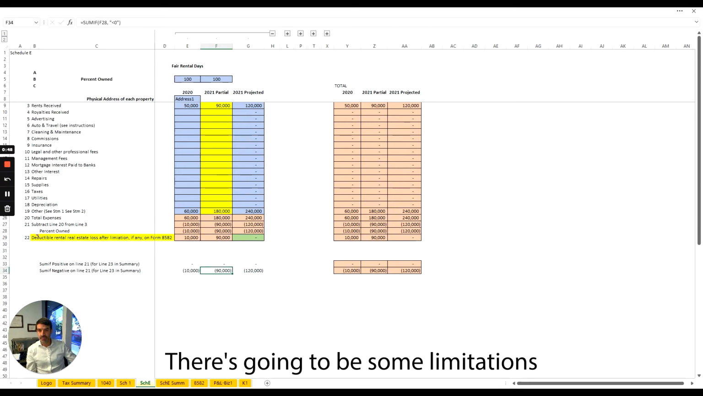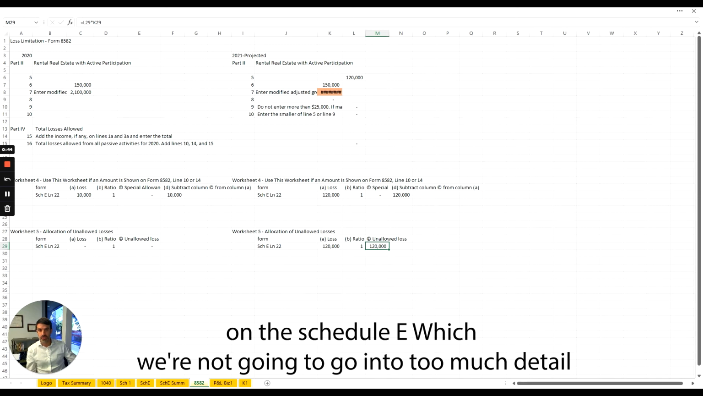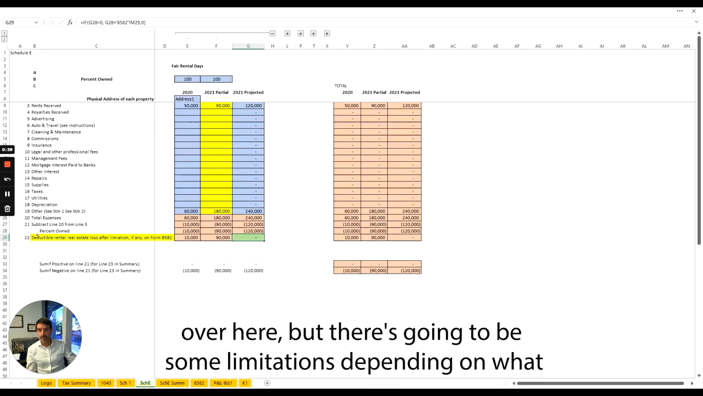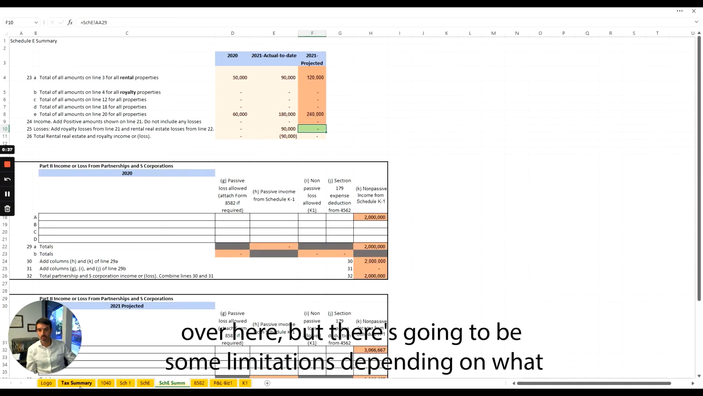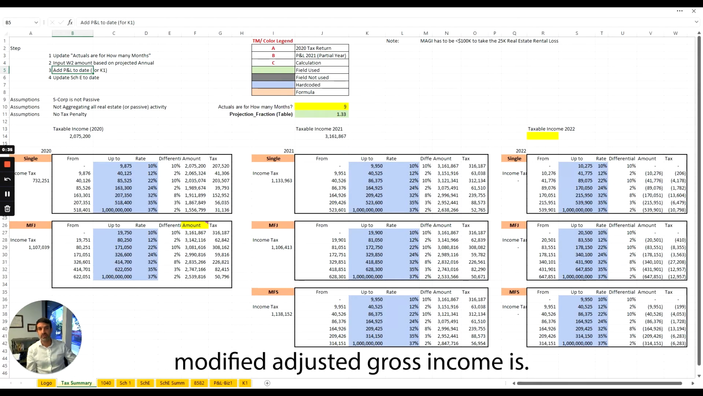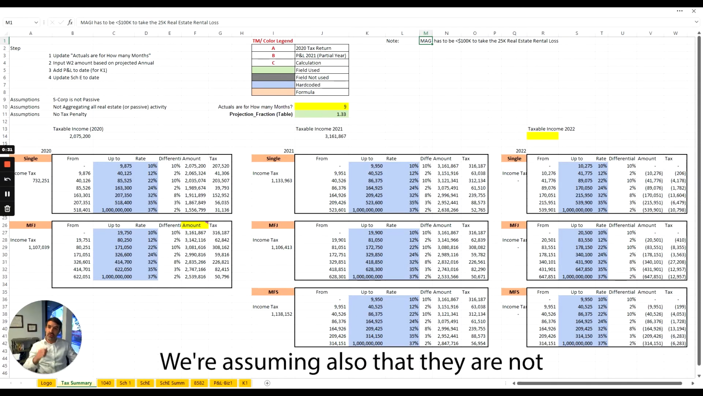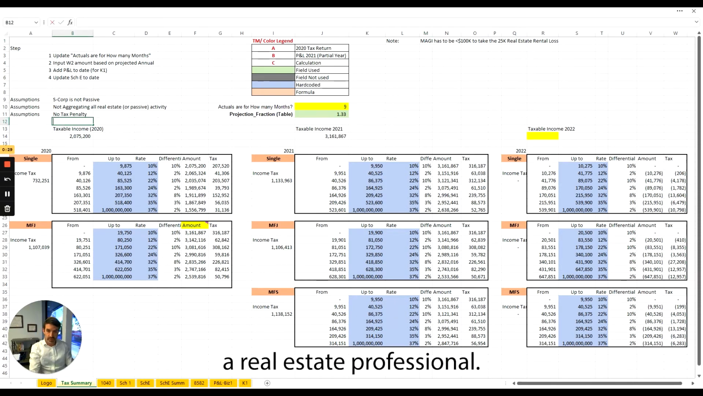And then there's going to be some limitations on the Schedule 8582, which we're not going to go into too much detail over here, but there's going to be some limitations depending on what their AGI is, what the modified adjusted gross income. We're assuming again that they are not a real estate professional.